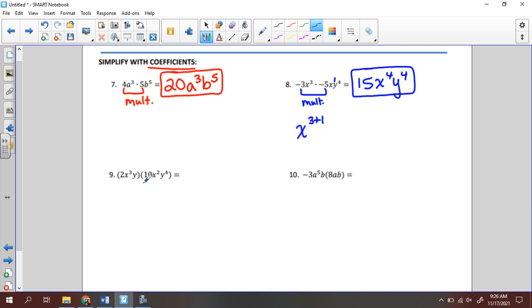All right. Yet again, guys, parentheses means you're multiplying them, right? Okay. So we're doing 2 times 10. Okay, so we got a 20. Put it as part of your final answer. Do you see any x's that we can add their exponents? Yep. What are we adding? 3 plus 2. What about the y's? Yeah, 1 plus 4, because there's an understood first power on this y. So I'm going to say x to the 5th, y to the 5th.